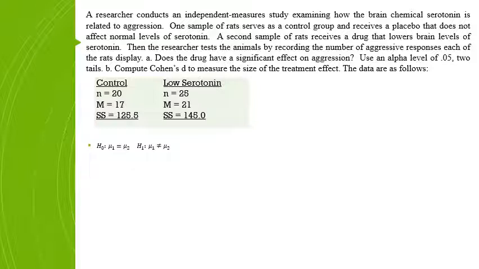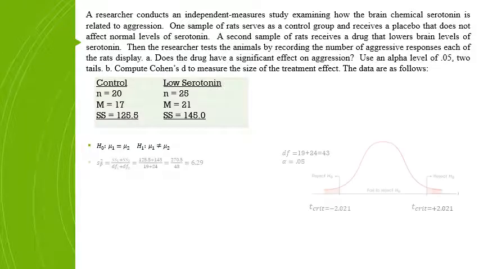Okay, so step 1, you're going to find the hypothesis. Well, in an independent studies, this is comparing one group to another group. You would just say the null hypothesis is the mean of group 1 equals mean of group 2. And then the research hypothesis says the mean of group 1 is not equal to the mean of group 2. Then you're going to find your pooled variance, which is just SS1 plus SS2 over DF1 plus DF2. So these are easy to find because you're given N and you're given SS for each one. So I found a pooled variance of 6.29.